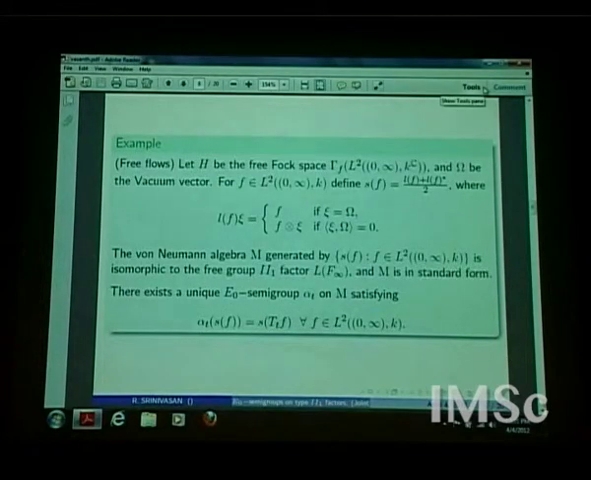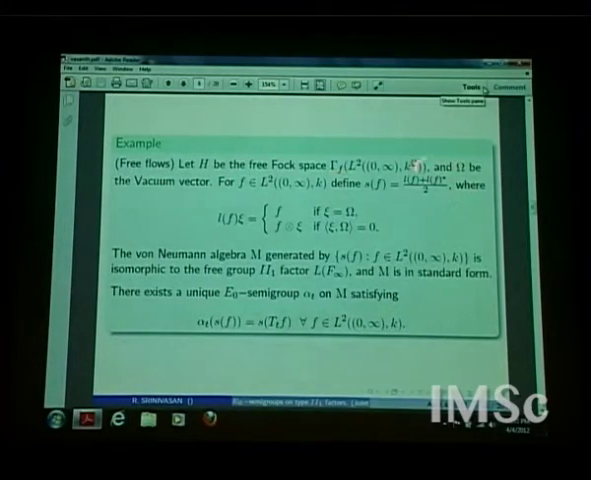So a similar thing we can do on a free Fock space. Let H be a free Fock space. I take the same L2(0, ∞; K_C). I take this complexification because Fock spaces are defined for complex Hilbert spaces. So let H be the free Fock space and Ω be the vacuum vector again. There's a vacuum vector in the free Fock space.